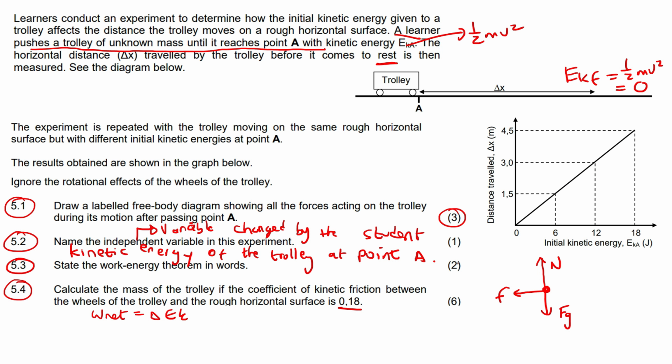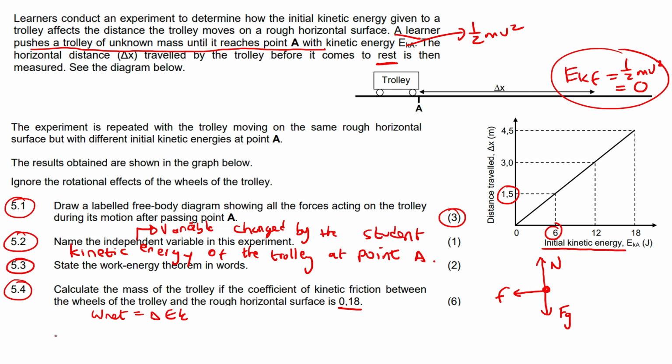So we can then work out, because you need to decide, do you want to use the 6 and the 1.5? Do you want to use the 12 and the 3? Or do you want to use the 18 and the 4.5? It's completely up to you. It doesn't matter. I'm just going to use the 6 and the 1.5. So I know the initial kinetic energy, and I know the final kinetic energy.